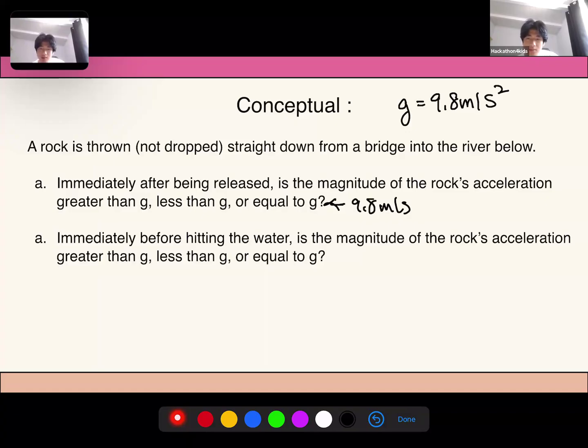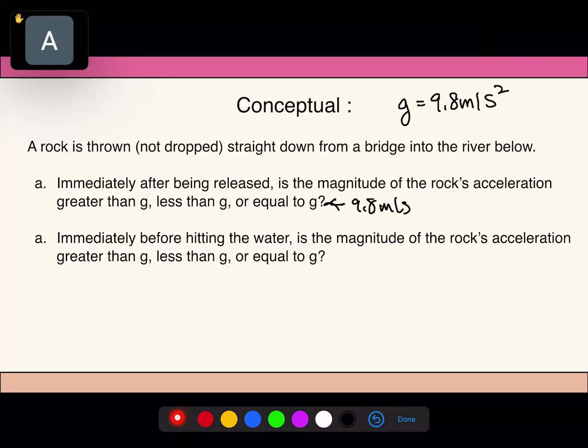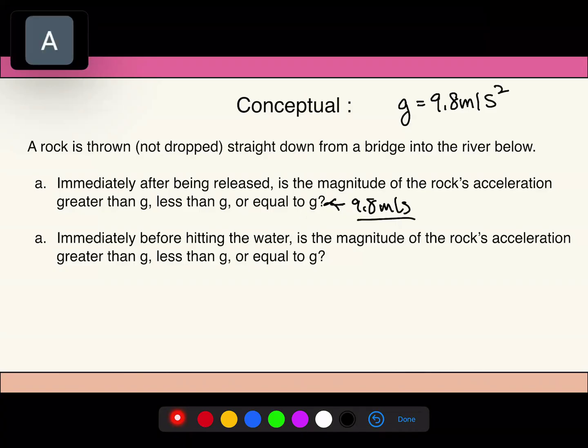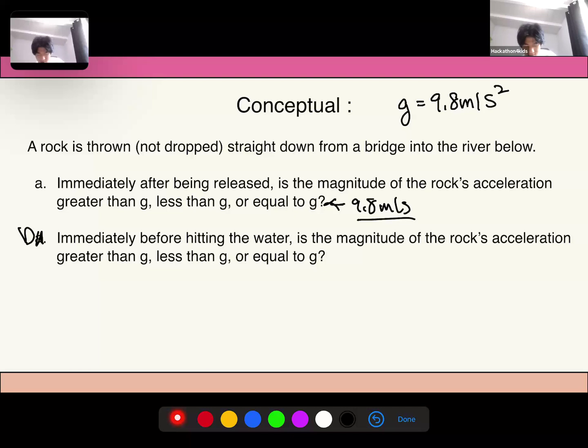Any takers? Arjun. I was thinking that immediately after being released, it's probably going to be equal to g. Yep, that's correct, right? It's in the air, no other force is acting on it. Your hand left it, so it would be 9.8. And then for the next one, it's going to be greater than g, I think. Greater than g? Why? I mean, less than g.